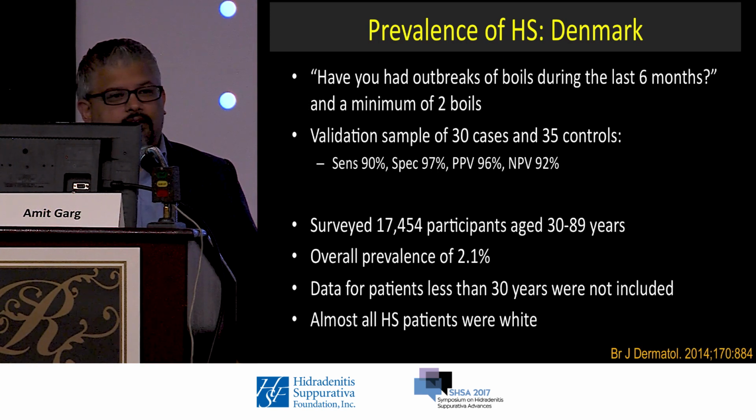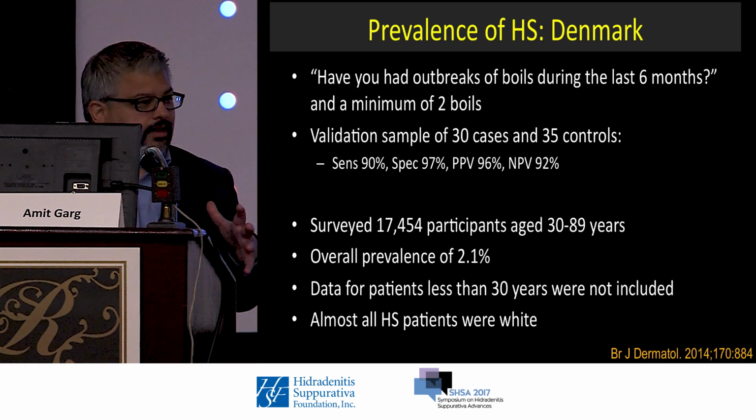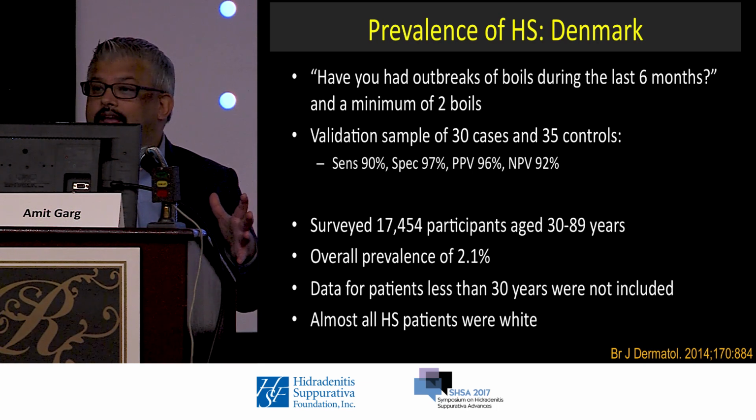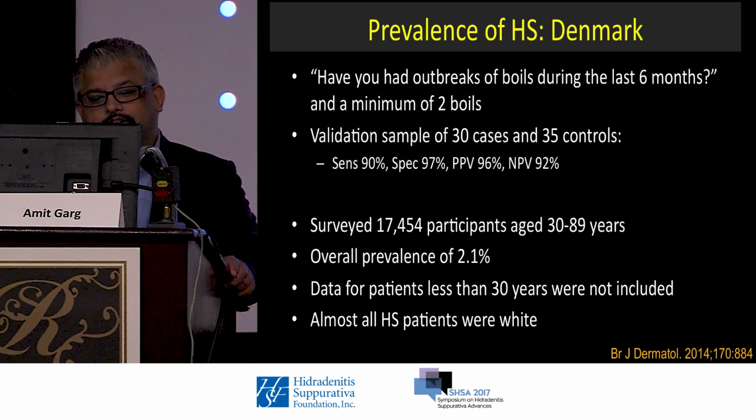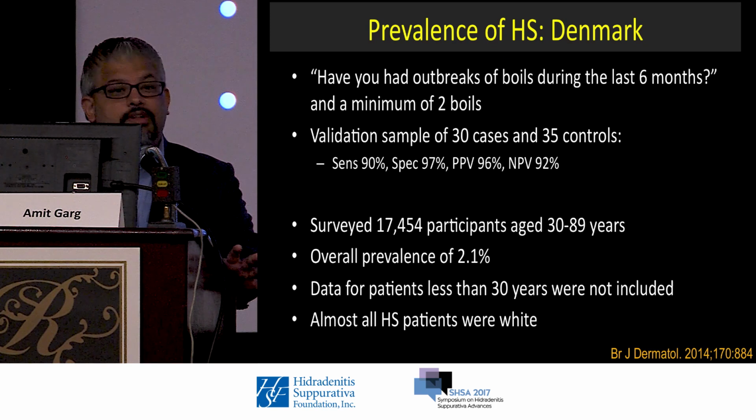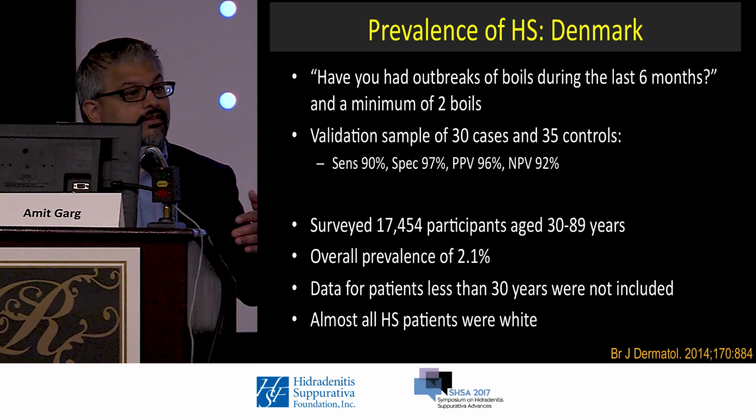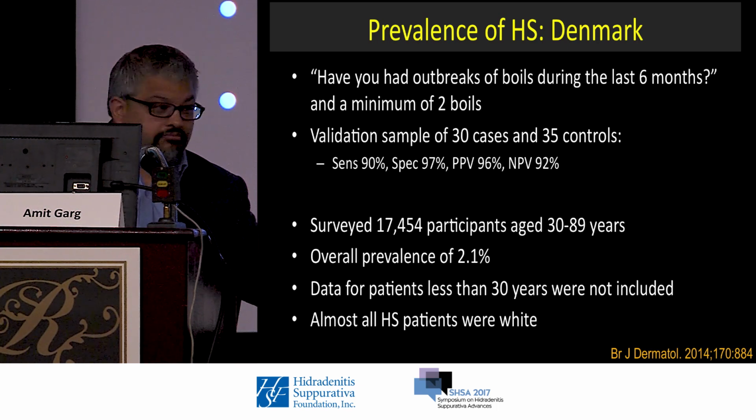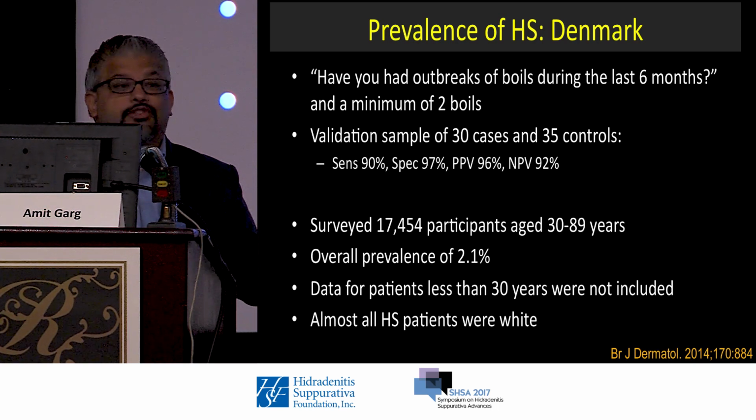With some subsequent work, Gregor's group refined the question, combined it with lesion counts, and then did some validation studies around this with 30 patients, and showed good performance of this question. When put out to a larger Danish population of around 17,000 patients, they found a prevalence of around 2%. Interestingly enough, this didn't include patients younger than 30, and for HS, that's important. So maybe this 2% is more like 3%, which puts it on par with, let's say, psoriasis in this country. So that is seemingly very common.